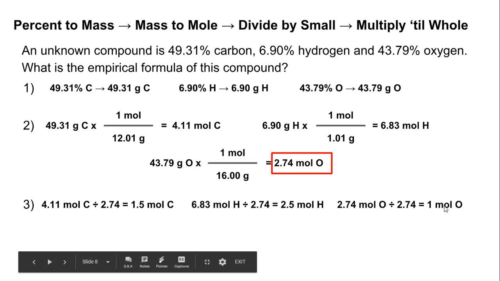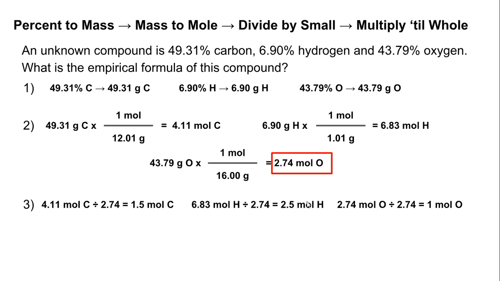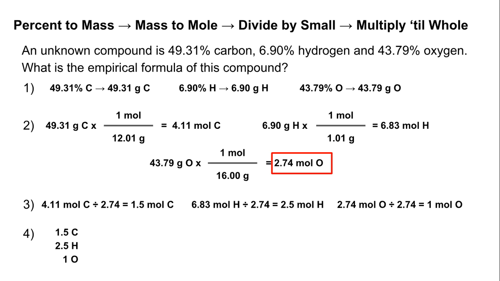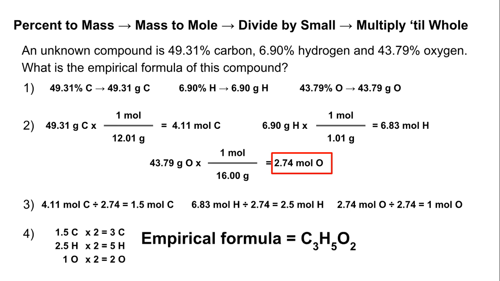Okay, well, last step, multiply till whole. These are not whole numbers. So what I'm going to do is take all of these numbers and multiply all of them by the same value. If you're not sure what to multiply them by, just by looking at it, you might want to start by multiplying everything by 2, then multiply everything by 3, then multiply everything by 4, and just so on until you have nice whole numbers. Well, in this case, if I multiply everything by 2, shazam, we get some nice whole numbers, and I get an empirical formula of C3H5O2.